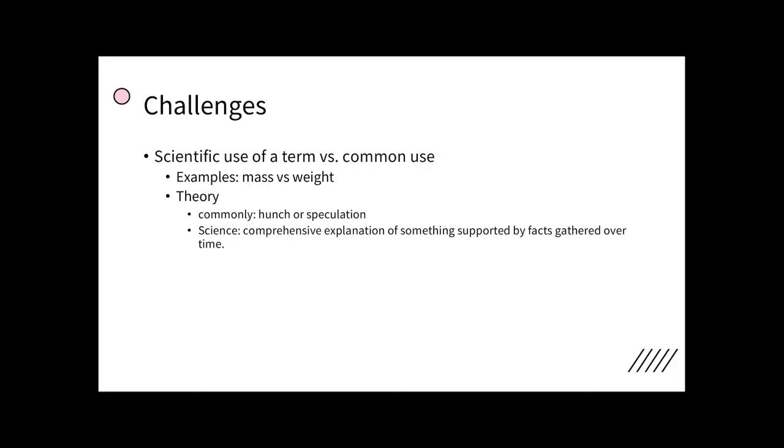We really have to come to grips with the fact that science defines terms often very differently than non-scientists define those terms. A very simple example is mass versus weight. Commonly, we throw those words around like they mean the exact same thing, but they actually don't from a science perspective. The big one that everybody always does is theory. When I say I have a theory that this happens, as a scientist, that does not mean what you think it means. We throw the word theory around a lot. We use it like it's a hunch or speculation. But in science, it is a comprehensive explanation that is supported by facts gathered over time.